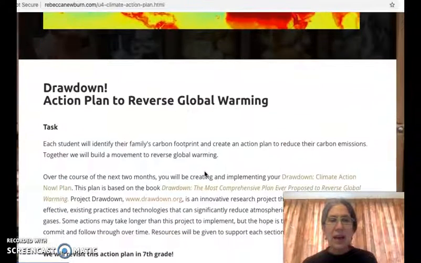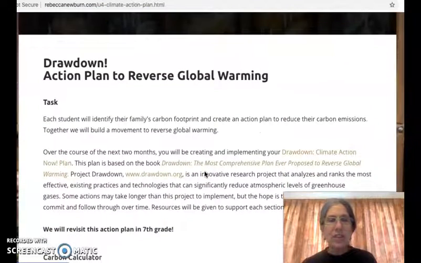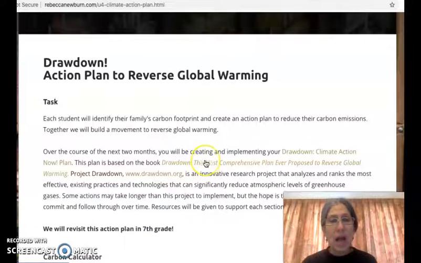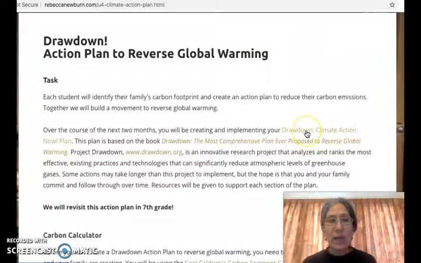Each unit we have a task, and this task is much more authentic, in that the kids are going to identify their family's carbon footprint and create an action plan to reduce it. Then together we come together to figure out how to build a movement to reverse global warming. If you're not familiar with the book Drawdown, that is the inspiration for this unit.